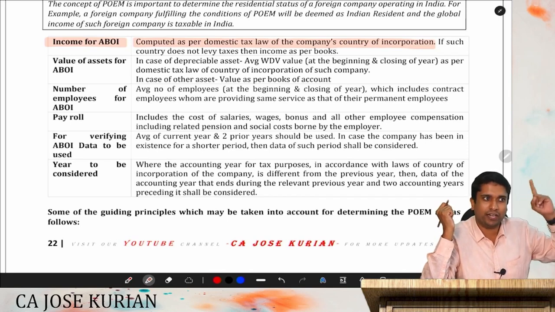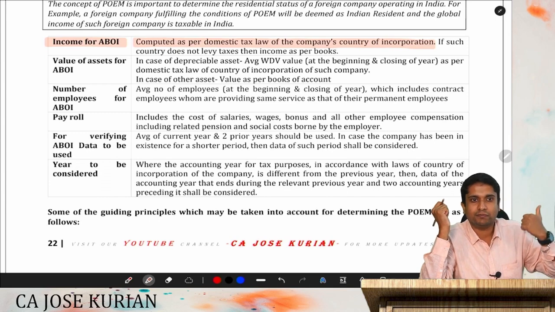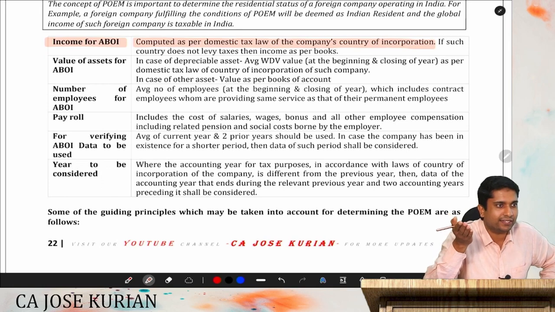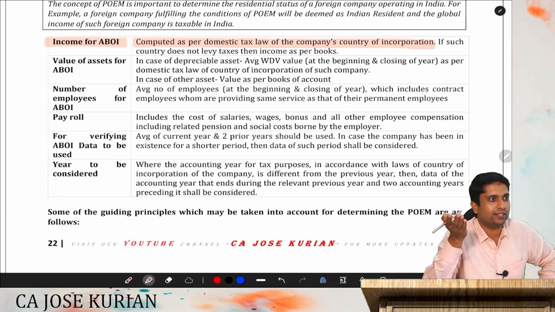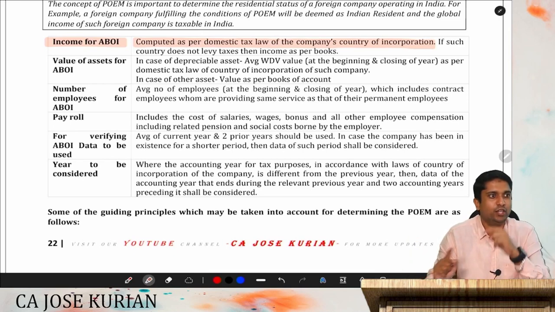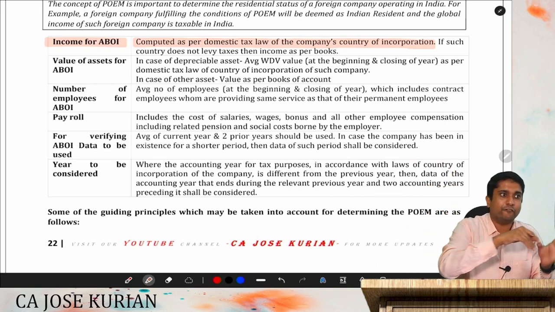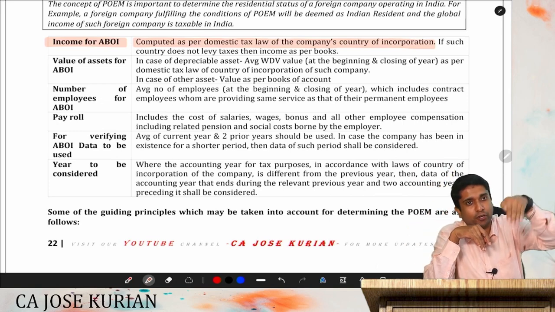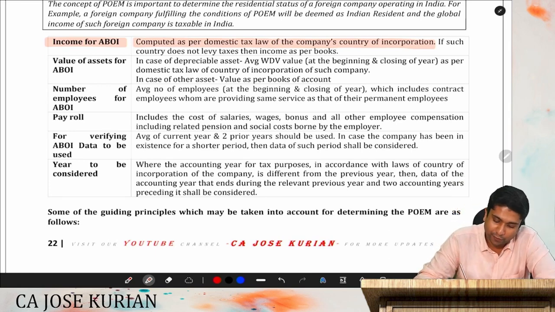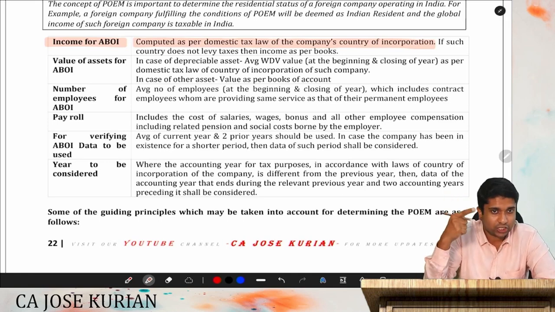But since it is a foreign company, how do you determine income? Hey, you require passive income and total income, right? How do we determine passive income and total income? For that, you require total income of the company. How do you compute total income of the company? You go to that company's country of incorporation and take income from their books of accounts, which is reported as per their domestic tax law. That's what they're saying. Computed as per domestic tax law of that particular company's country of incorporation.